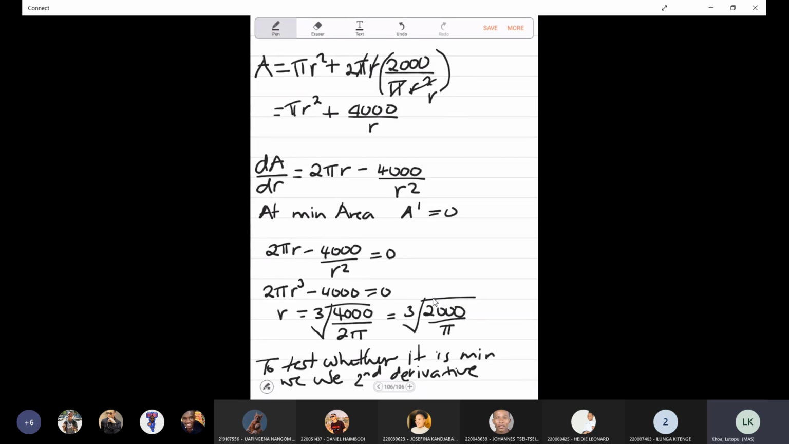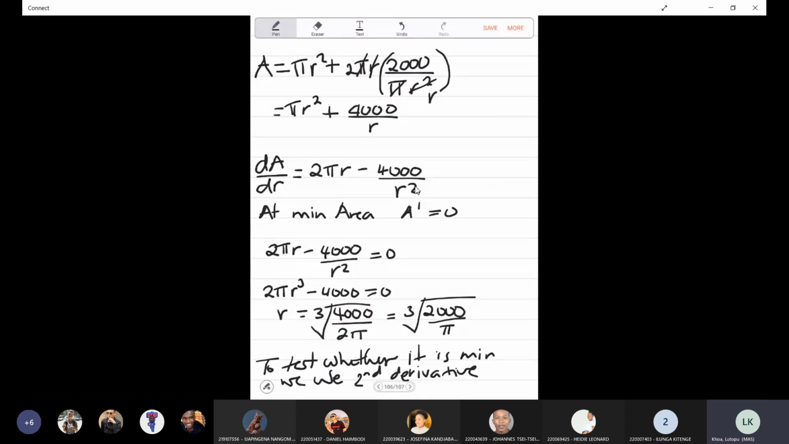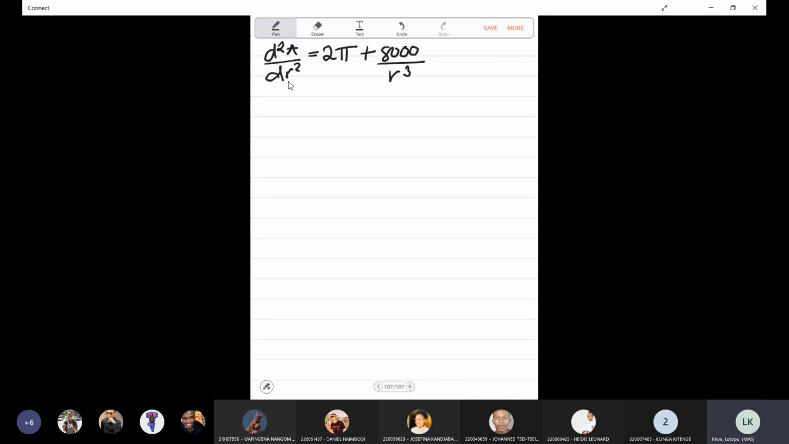Okay, so we need the second derivative. This was our first derivative, so we differentiate that. So d2a over dr2, differentiating that, we get 2 pi plus 8000 over r to the power of 3. So let's see. This is negative, it goes there, it's positive. Okay, that's fine. Okay, and then we substitute the cube root. But here, even without substituting, I can see that my answer is going to be positive because all the terms are positive. I'm substituting a positive number over here. The cube of a positive number is also positive. So whenever I add positive numbers, my answer is always positive.